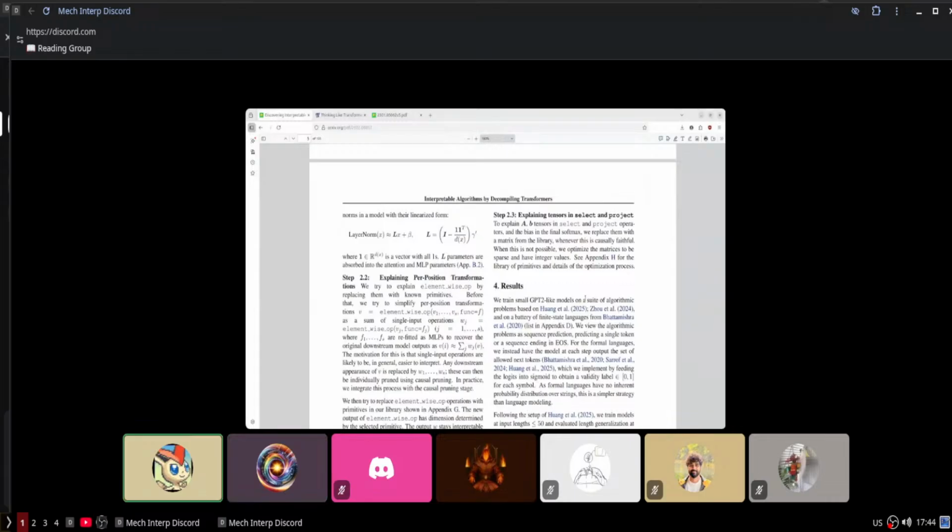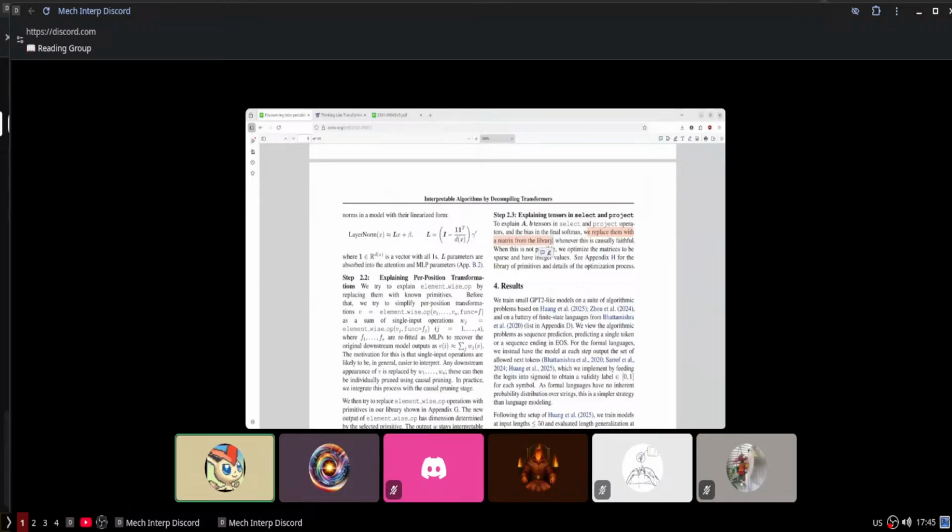So I don't think people do much. I guess it's hard; normally, there aren't that many people who actually reverse engineer models. But yeah, displaying A/B tensors. Select and project. Okay, yeah, how do they do the attention part, or the select part? We replace them with a matrix from the library.